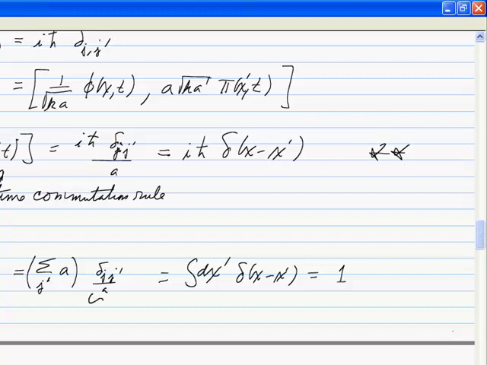So in case you ever need it, the continuum limit delta x minus x prime is the limit a going to 0 of delta j j prime over a when x is equal to ja. Okay, so that's the correspondence there.